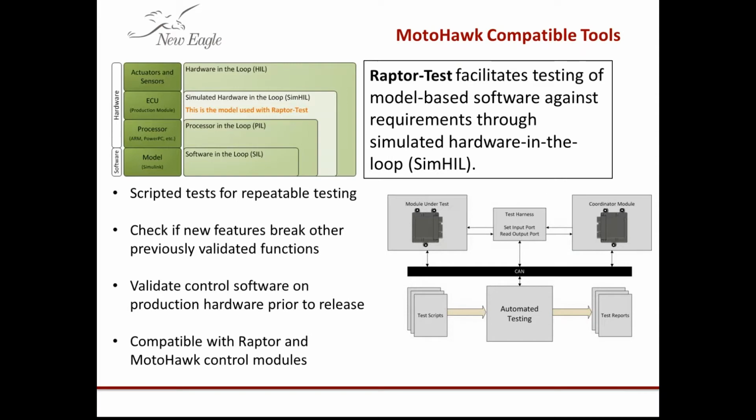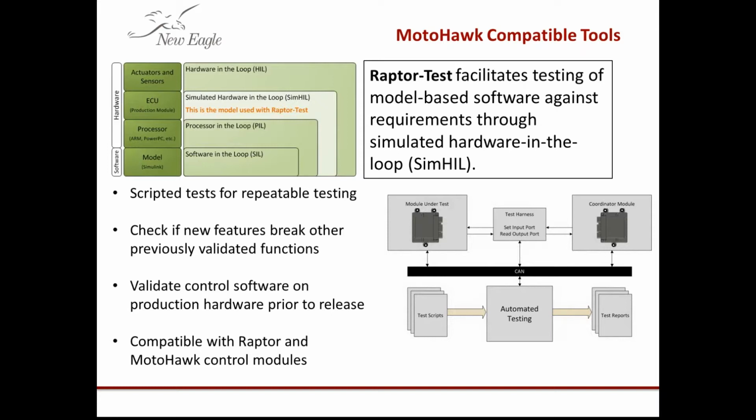And so Raptor Test, like I said, is a script-based test tool that facilitates testing your MotoHawk modules. You can use a couple MotoHawk modules, set them up in the configuration shown in the image in the bottom right hand there. You can have a module that's under test, and additionally a coordinator module that's connected to the module under test through some test harness. Then you can use the test scripts to access calibrations, overrides, probes, and CAN messaging on your coordinator module to stimulate I/O, and then verify on the module under test that that I/O is stimulating the proper response in software.